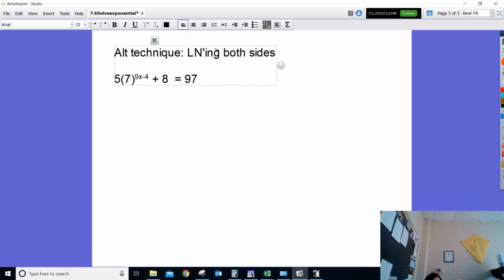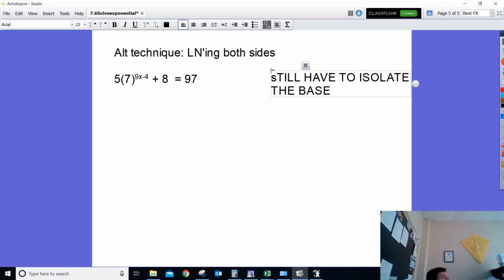Now, there's a technique called lning both sides, but the technique still requires we still have to isolate the base. Apparently, I'm yelling at you. Base always has to be isolated. No matter what you do in exponential equations, you've got to isolate bases.